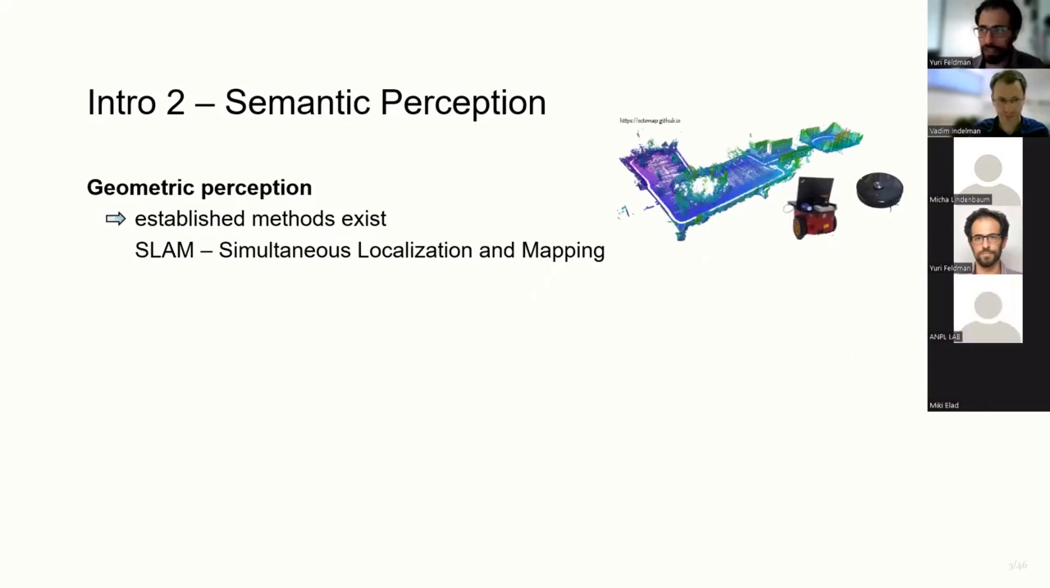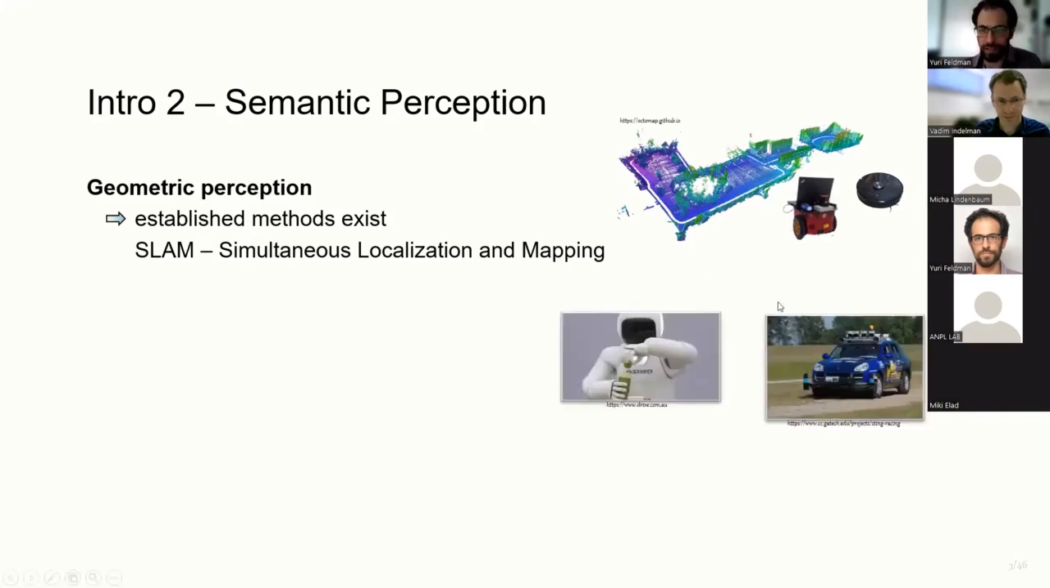Briefly about semantic perception. The question is, what does the environment representation need to include? It depends on the definition of the robot's task. If the task is to get from point A to point B, or map and vacuum the floor, then probably a geometric map saying where we can pass and where we can't, and an estimate of where the robot is located within this map, is enough. This is addressed by established methods, the framework called simultaneous localization and mapping, because that's what it does.